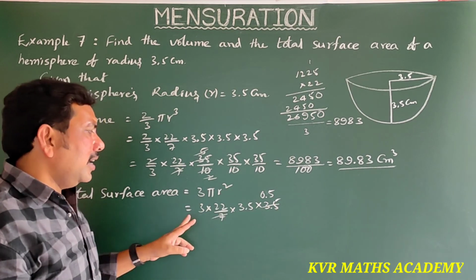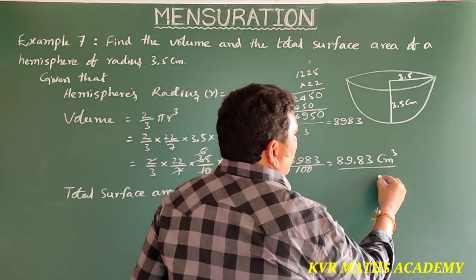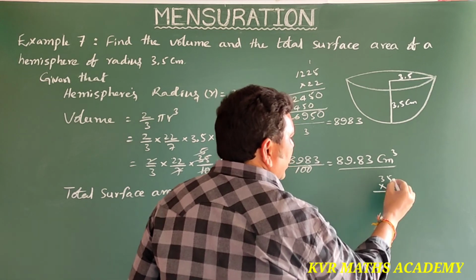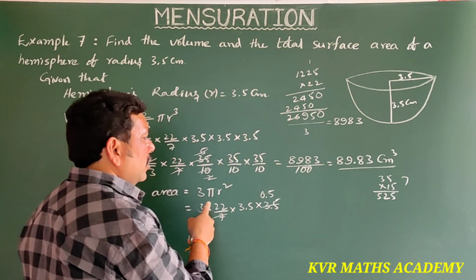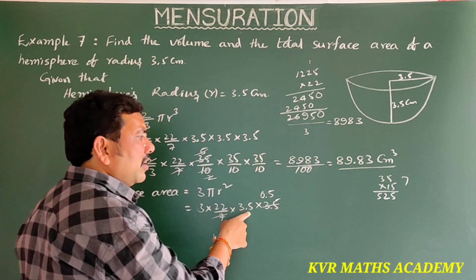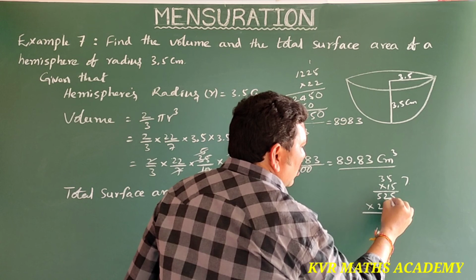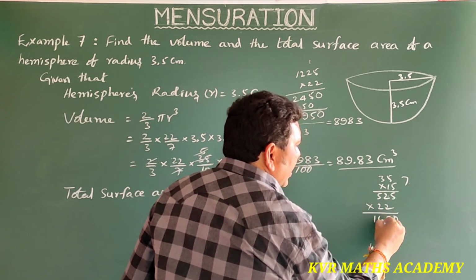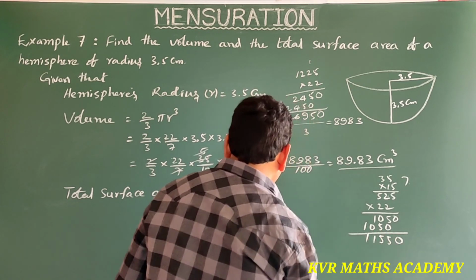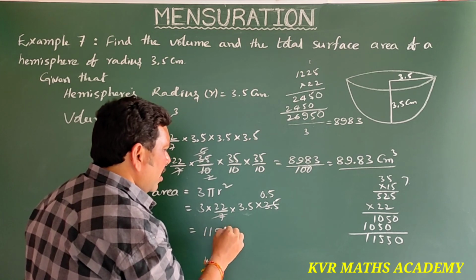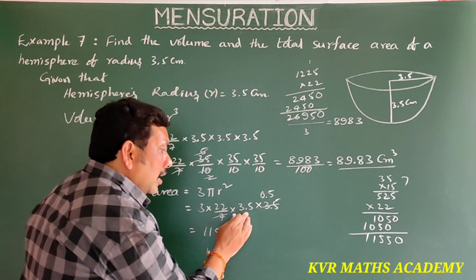Now multiply with 3.5. 3 into 0.5 into 3.5 we have completed. 15 into 35, 35 into 15, how much? 5 5s are 25, 5 3s are 15 plus 2 is 17, 3 5s are 15, 3 3s are 9, so 525. With 22 we have to multiply. 2 5s are 10, put 0, 2 2s are 4, 5 2s are 10. So this is equal to 11550 has come.